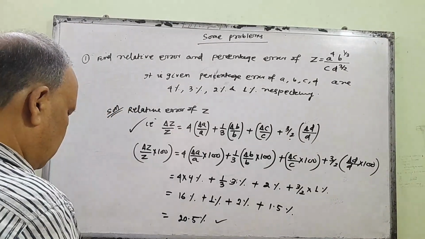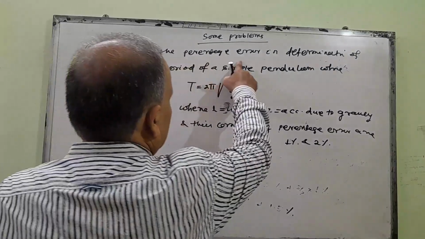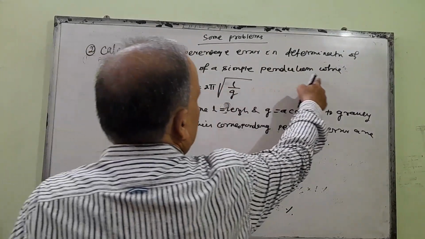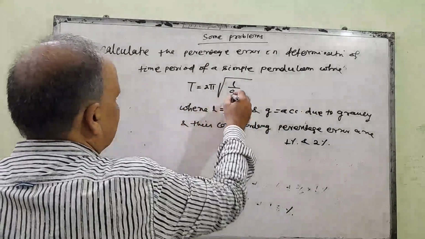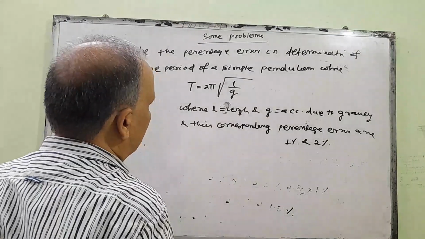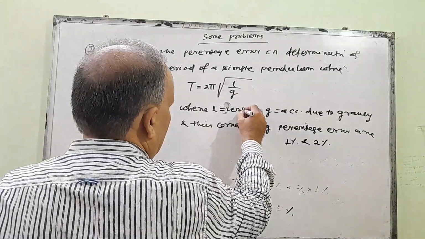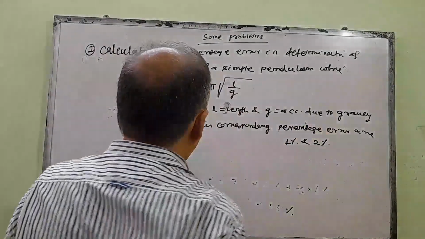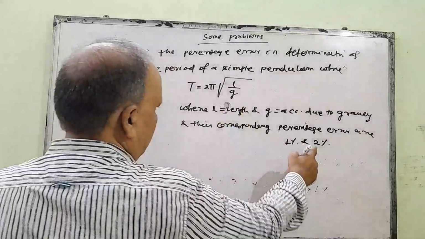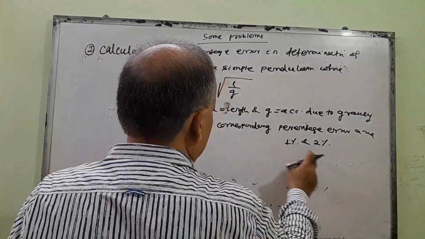Next come to your second question. Calculate the percentage error in determination of the time period of a simple pendulum, where T is equal to 2 pi root over L by g. Here L is the length of a simple pendulum and g is the acceleration due to gravity, and the percentage error of L is 1% and the percentage error of g is 2%.